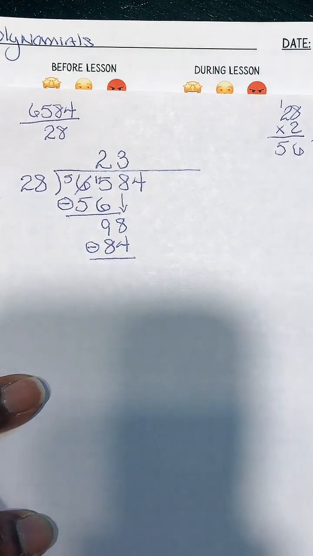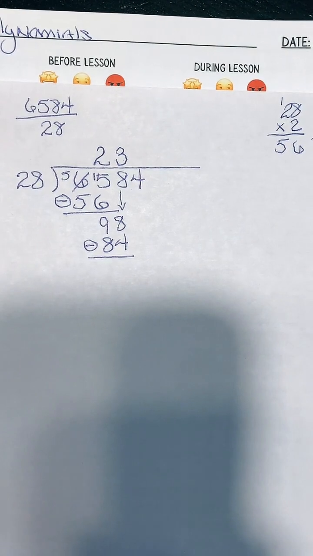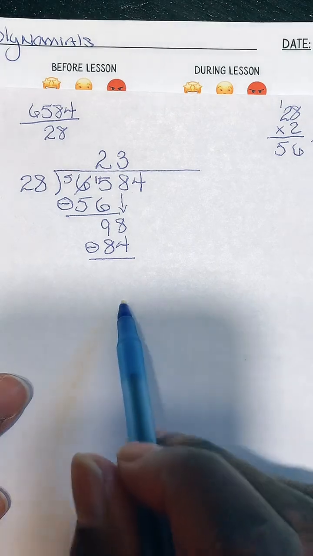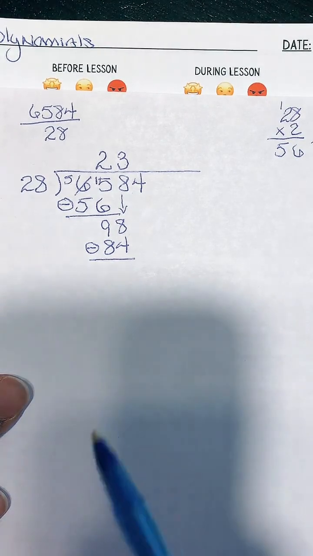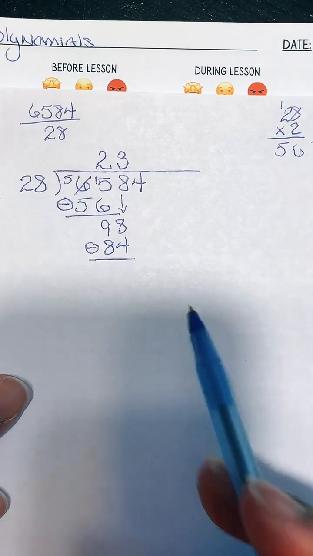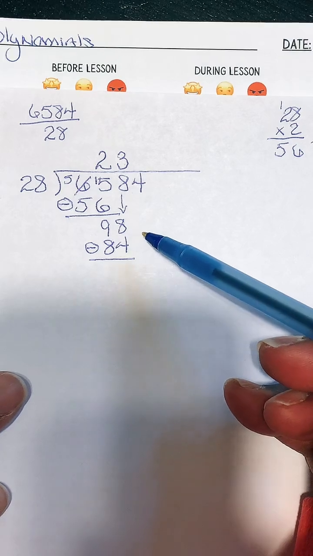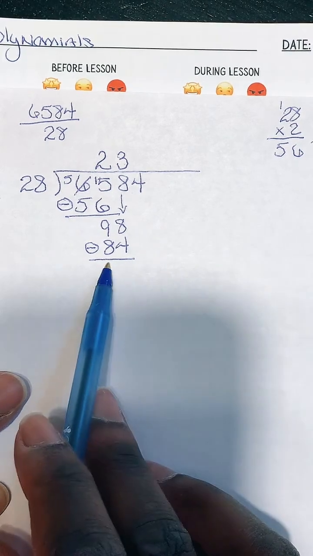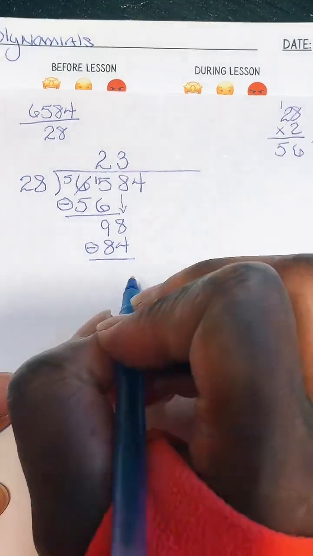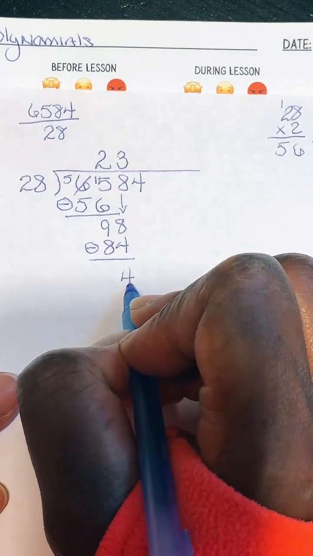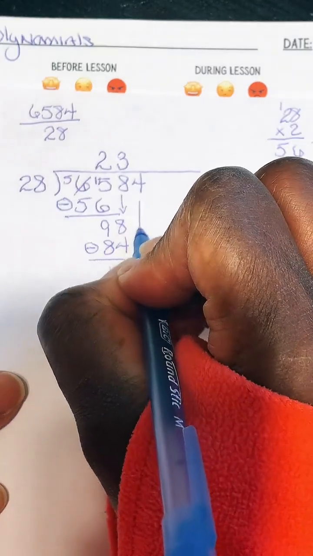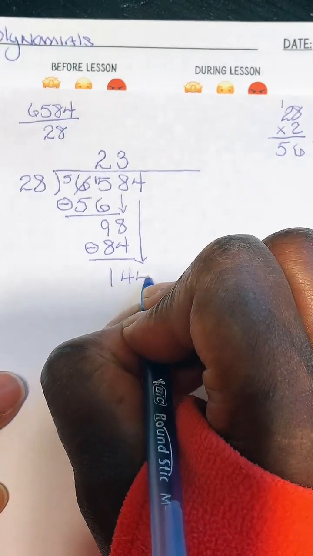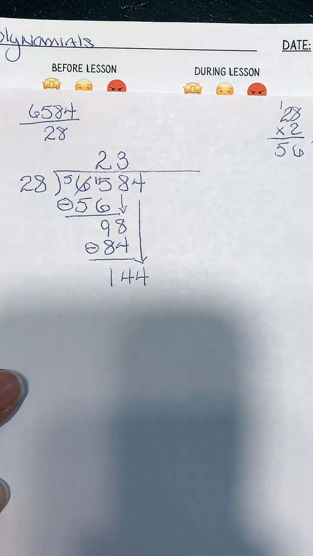Just as we're going through this, you're probably like, oh, this is easy. I've done this before. But think about the process, because we're going to do the same process when we're dividing polynomials. So now, 98 minus 84. We don't have to borrow from the 8. So 8 minus 4 gives me 4. 9 minus 8 gives me 1. Then we bring down the next digit, which gives me 4.